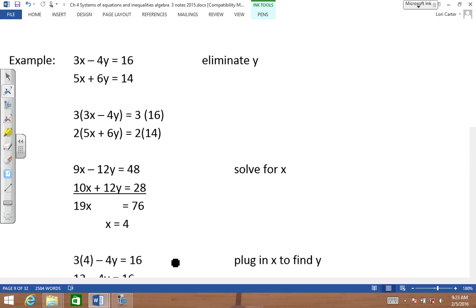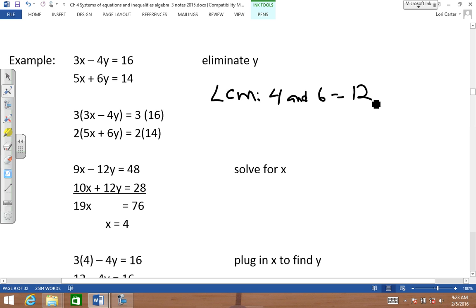All right, so I'm going to use 4 and 6. The least common multiple of 4 and 6 is 12. So I have to multiply the first one by 3, both sides. And the 6, I have to multiply both sides by 2, so I get my 12. Everybody good so far? 4 times 3 is 12, so you multiply everybody by 3. 6 times 2 is 12, so you multiply everybody by 2. Distribute. So 9, negative 12, 48. 10, 12, 28. Everybody good?